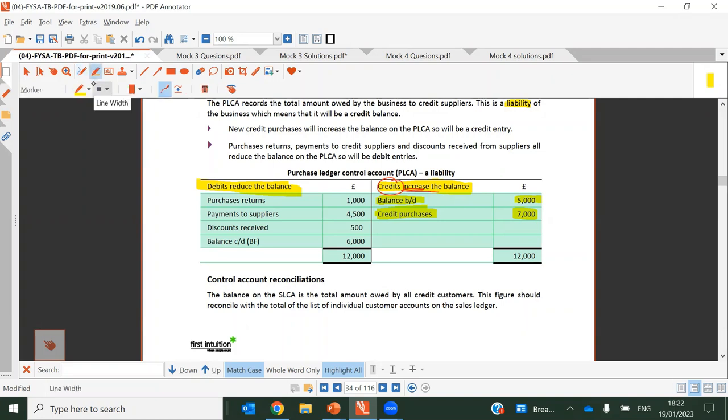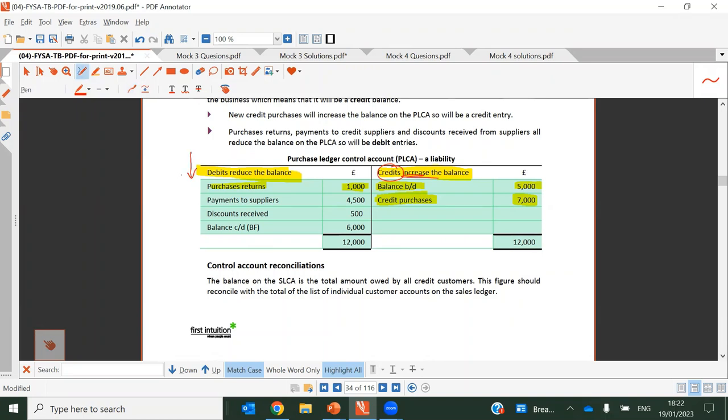On the flip side though, if I send something back, I don't expect to pay for it. That will reduce what I owe. Or if I pay for it already, I don't expect to have to pay for it again. And therefore, it will be on the debit side. Also, if the supplier that is supplying me says that I can have a discount, I don't expect to have to pay that part, and that will also be a debit on the purchase ledger control account.